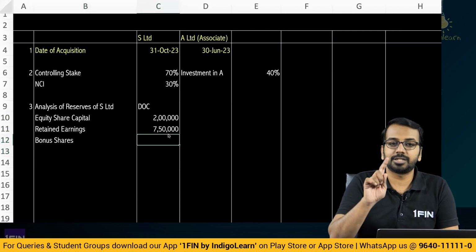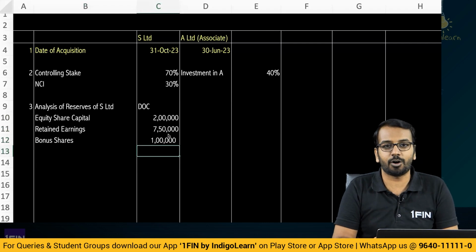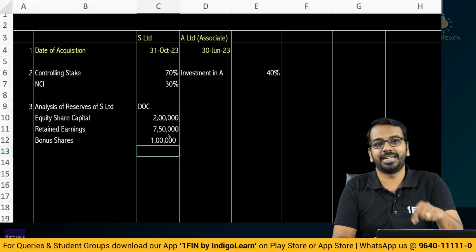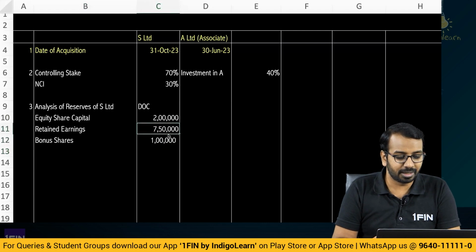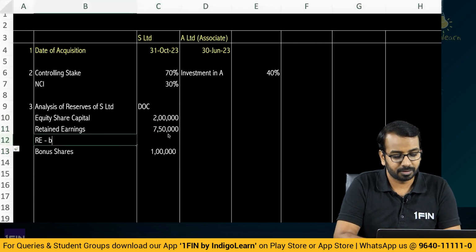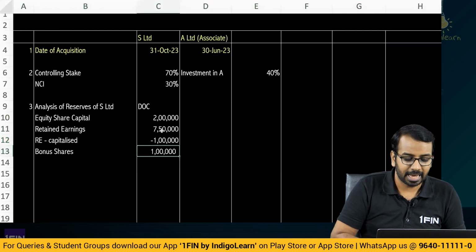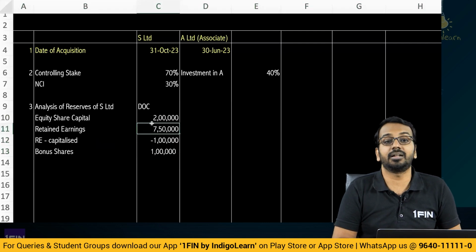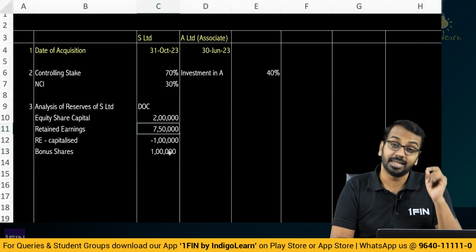How much are the bonus shares? 2:1, so 1 lakh. Where will we get these bonus shares from? We will get these bonus shares from retained earnings. So my retained earnings capitalized will be minus 1 lakh. So in other words, I can say retained earnings is 650 and equity share capital is 3 lakhs. Can I say that? Yes, I can say that.